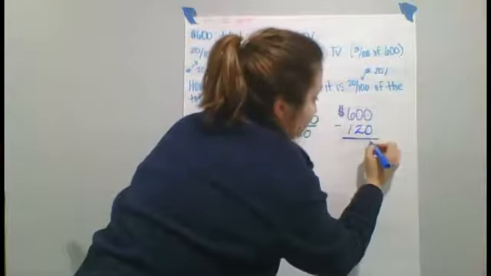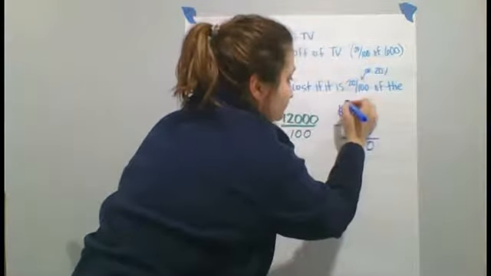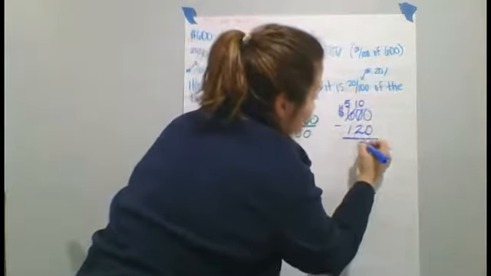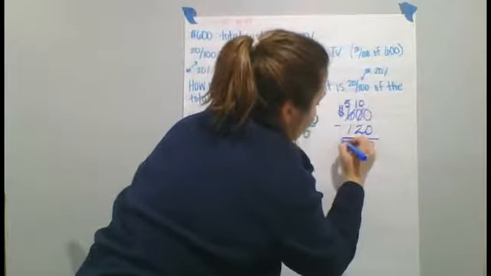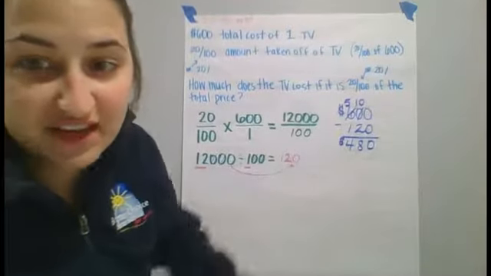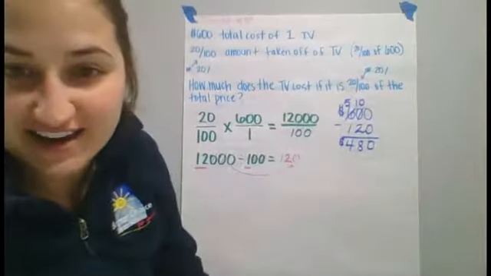So 0 minus 0 is 0. 10 minus 2 is 8. 5 minus 1 is 4. So the total cost of my TV is going to be $480.